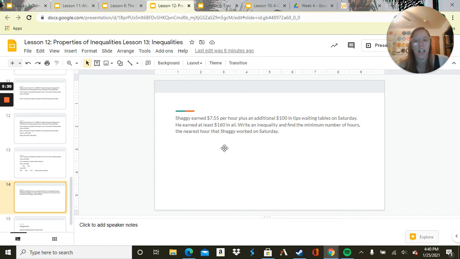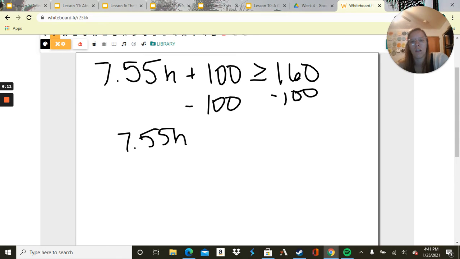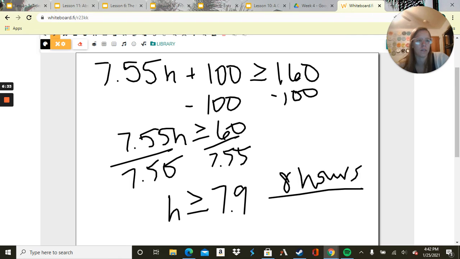Okay, next problem. Shaggy earns $7.55 per hour plus an additional $100 in tips waiting tables on Saturday. He earned at least $160 in all. Write an inequality and find the minimum number of hours to the nearest hour that Shaggy worked on Saturday. So, here's our equation. $7.55 per hour plus the $100 is greater than or equal to $160. So we're going to solve for the number of hours he needed to do. So we subtract $100 on both sides. We get $7.55H is greater than or equal to 60. We're going to divide by 7.55 to get H, which is greater than or equal to 7.9 hours. So he probably rounded up to 8 hours. They probably worked a full 8 hours. That's what we're supposed to round up to, okay?